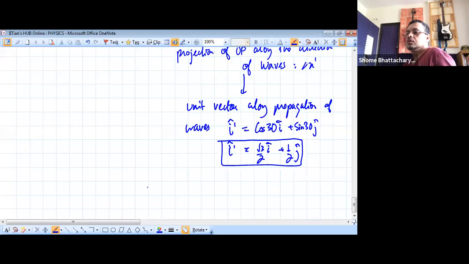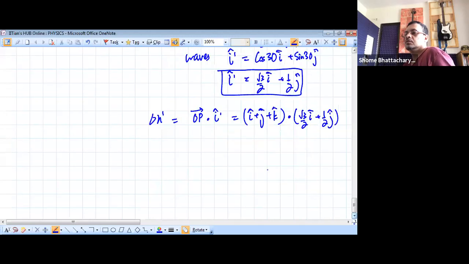So now our delta x prime will become the projection of OP along this. So it will become OP vector dot product with this. So it is I cap plus j cap plus k cap dot product with root 3 by 2 I cap plus 1 by 2 j cap. So that is becoming how much? That is becoming root 3 plus 1 by 2, assuming in meters. So that is delta x prime.